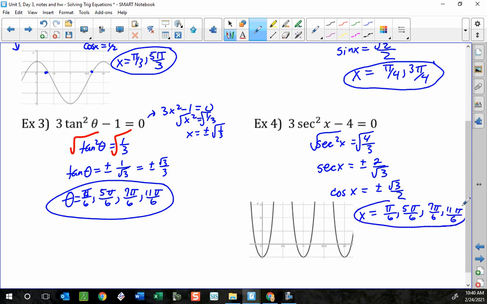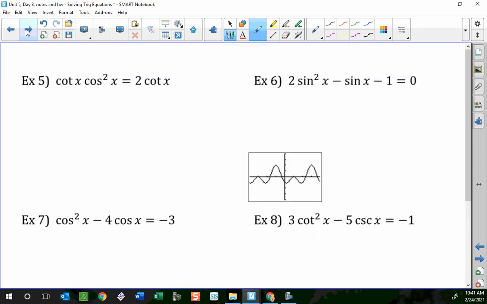And if you graph this, if you just graph the original because it's equal to 0, look at all these answers. One answer, another answer, another answer, another answer, because we're doing answers between 0 and 2 pi. That's one rotation of the unit circle. So you can always check it on Desmos. All right, last 4 problems here.